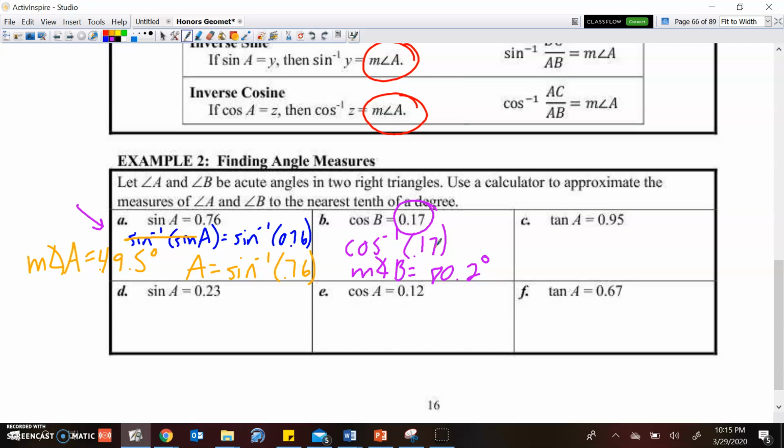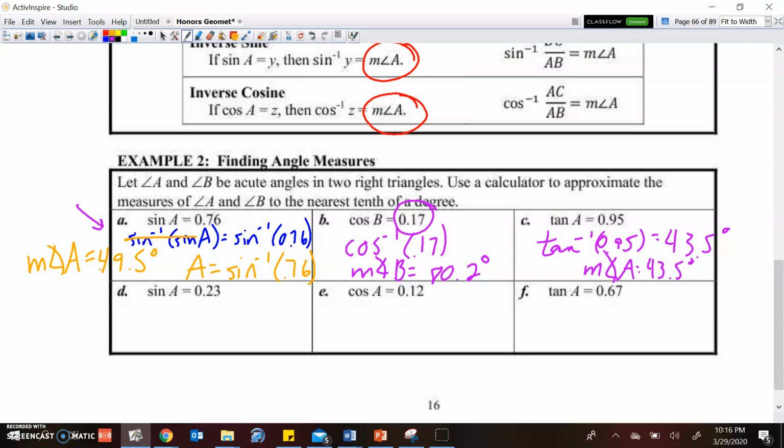Here I'm going to go through and I'm just going to do the tangent inverse of 0.95. And if I put that in my calculator, it's 43.5 degrees. So I would say the measure of angle A is 43.5 degrees.